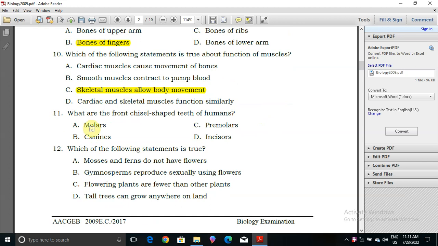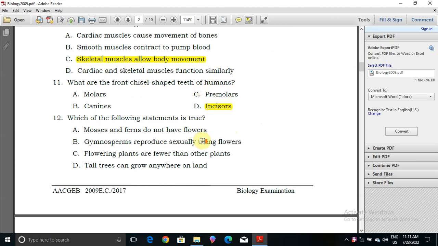Now question number 11. What are the front chisel-shaped teeth of humans? It will be molars, canines, premolars, or incisors. Of course it will be the incisors, right? It's also written in the textbook of grade 7.